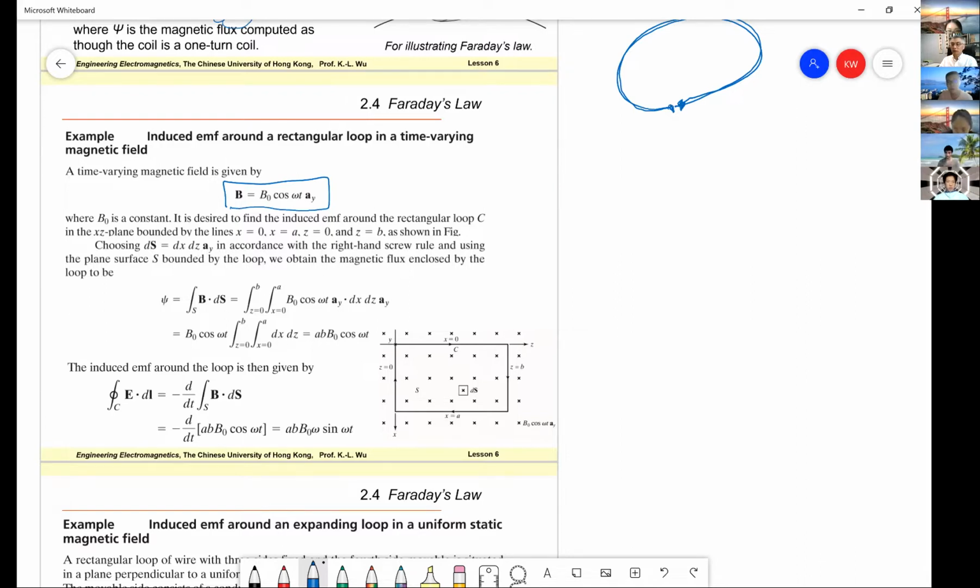Then for example, in this case we fix the contour. Let's say in this example, we have a rectangular shaped contour lying in the X-Z plane, at Y equal to 0, or Y equal to any number, because the magnetic field doesn't depend on the Y coordinate, right? Then let's calculate what is the EMF. To calculate the EMF, we first calculate the flux.